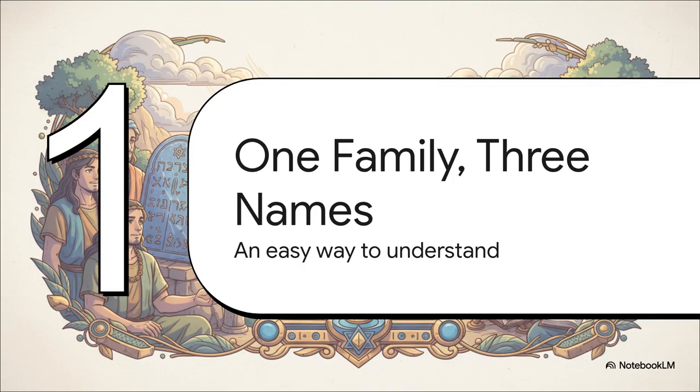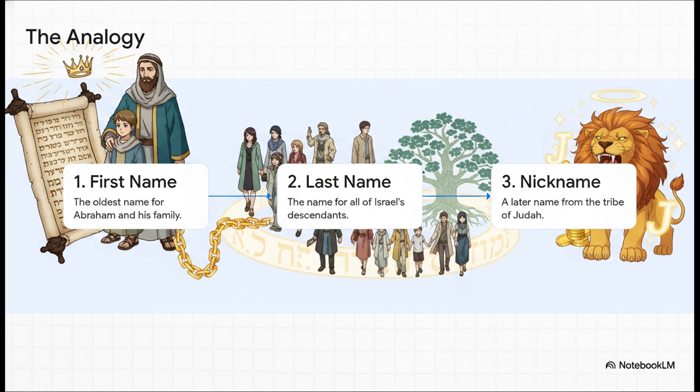So how in the world are we supposed to keep all this straight? Well, I've got a really easy way to think about it. Let's use a little analogy. Just think about yourself or one of your friends. You have a first name, a last name, and maybe even a special nickname, right? Well, these three names from the Bible work almost exactly the same way. So here's our game plan. We're going to look at these names just like that. A first name, a last name, and a nickname. Let's break it down and see which name fits where.